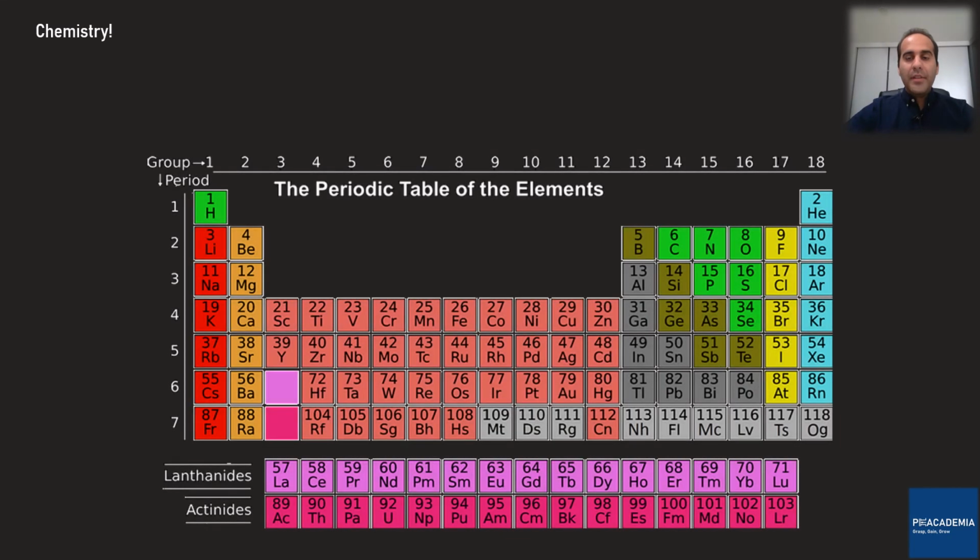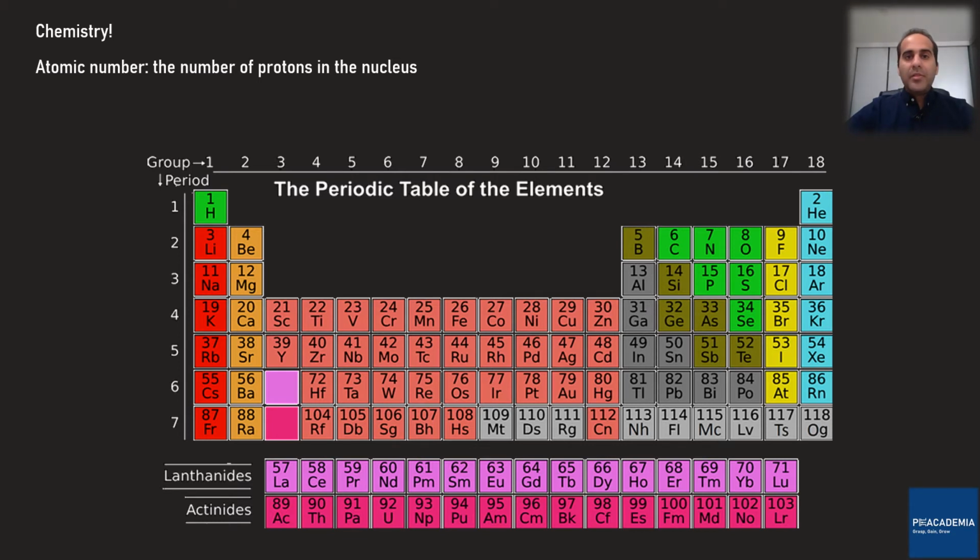When talking about chemistry, the first thing coming to mind is the periodic table of the elements. In this table, you can see a list of all the elements discovered so far and their atomic number. The numbers shown in each box are the atomic numbers. The atomic number is the number of the protons in the nucleus.